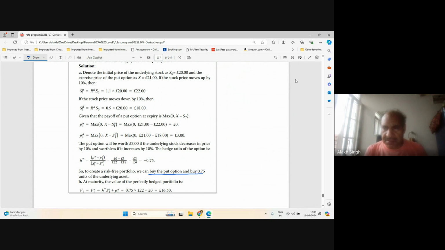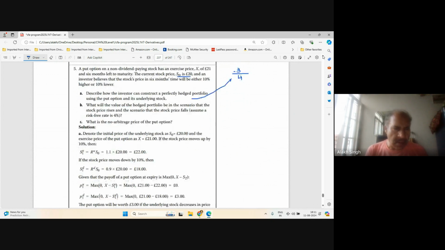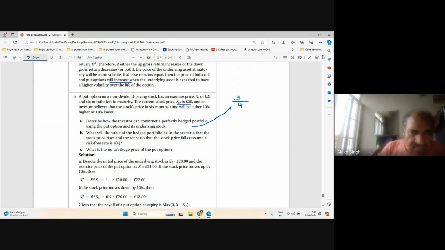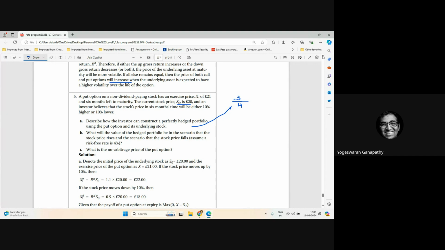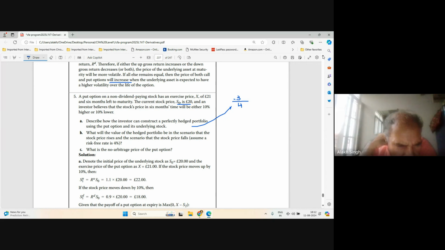What will the value of the hedged portfolio be in the scenario that the stock price rises and the scenario that the stock price falls? Assume the risk-free rate is 4%. So what will be the value of the hedged portfolio? What was our hedged portfolio V0? Let me type it.